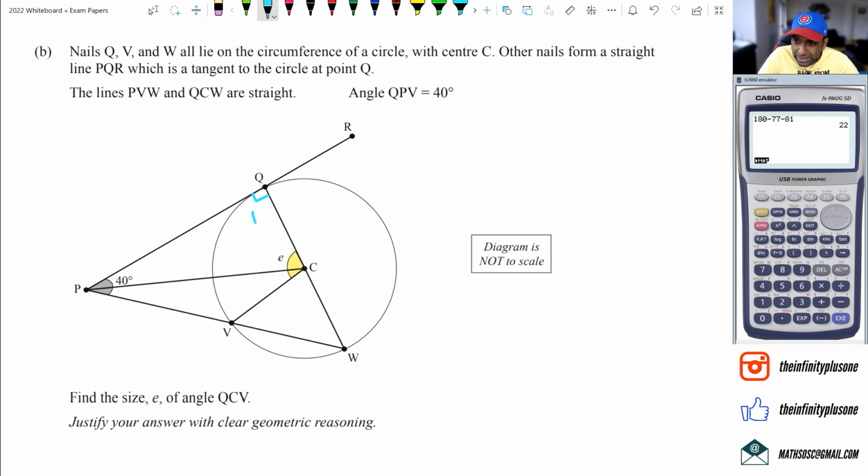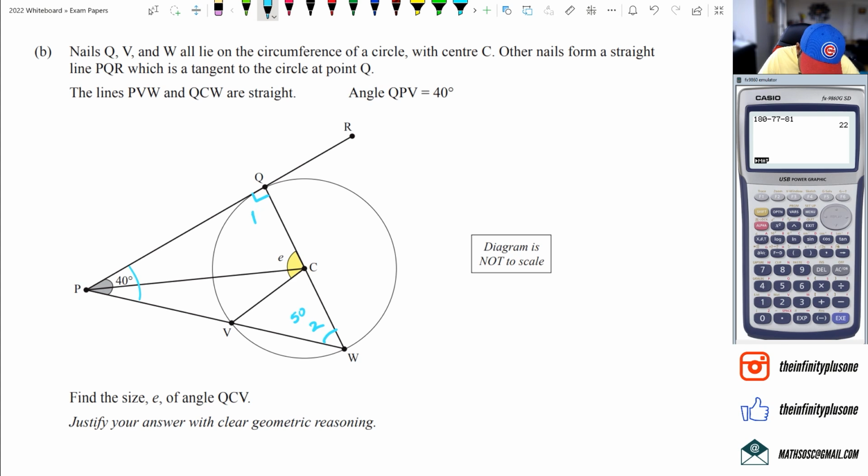Because of the angle between tangent and radius, right? So that's number 1. Number 2 is I know that I need to figure out what this angle is. And in this case, it's 50 degrees because we've got that 40 plus 90, 180 take away 90. Well, hang on, sorry, 180 take away 90 take away 40 is 50. So I know that angle number 2 is going to be 50 degrees.